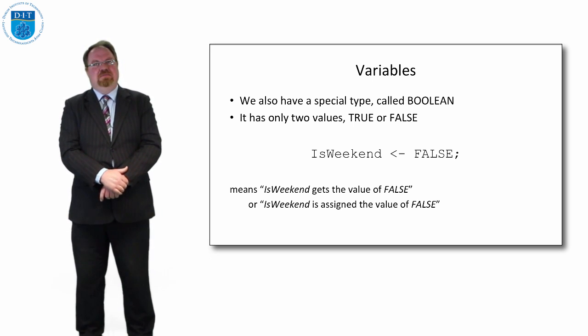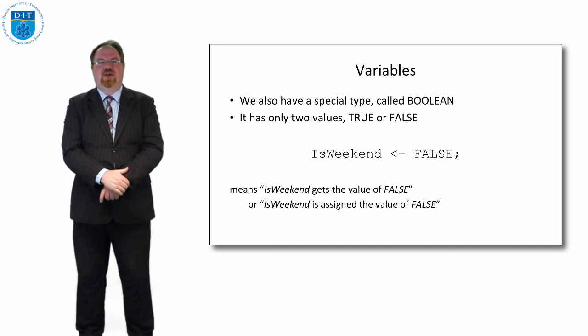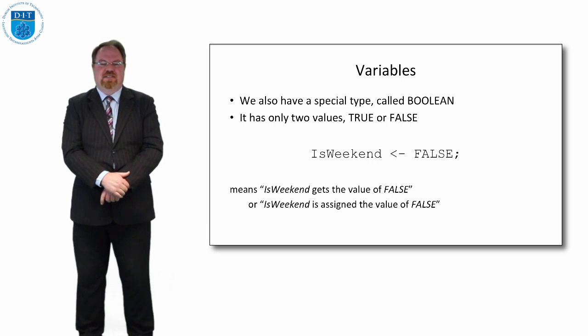Let's say I'm recording for each student in the class, whether they're looking at this video at home or in work, or at home or in college or something like that. Then I might have a variable saying looking at videos at home is true or false. If it's true, they're looking at the videos at home. If it's false, you're looking at the videos somewhere else.